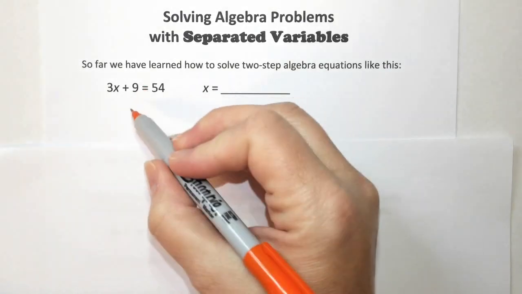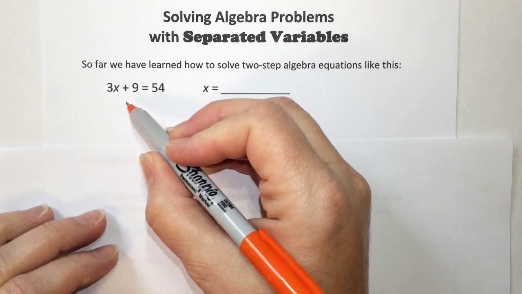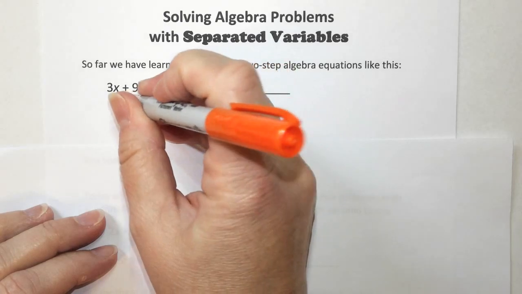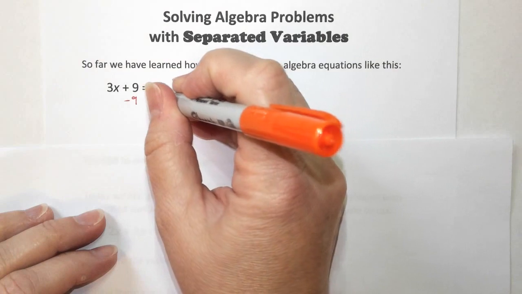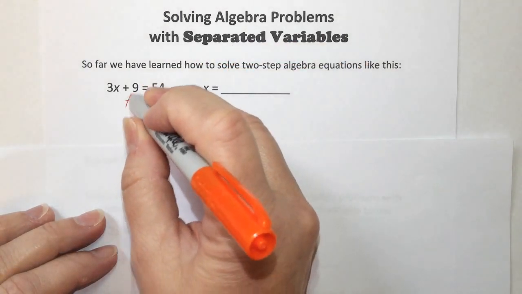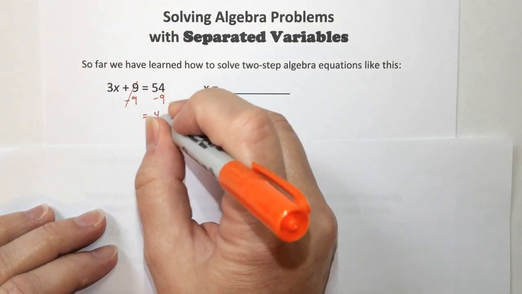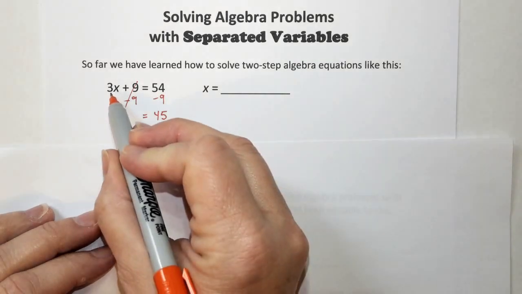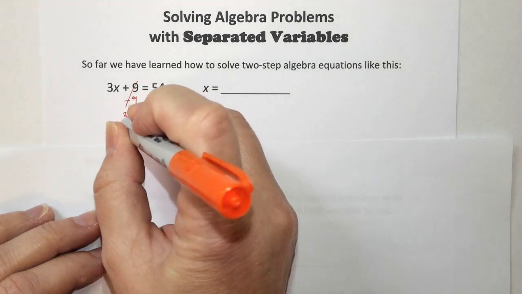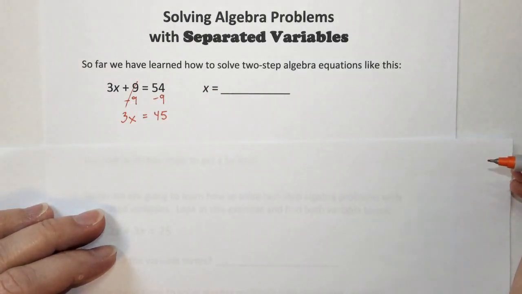We talked about taking care of the addition first by doing the opposite operation, or the inverse. That would be subtraction. So rather than adding 9, you're going to subtract 9. And remember to do the same thing to each side. I'll have 0 here, and 54 minus 9 would be 45 on the right side of the equal sign. Now don't forget that you still have 3x on the left side of the equal sign. And now your problem is 3x equals 45.